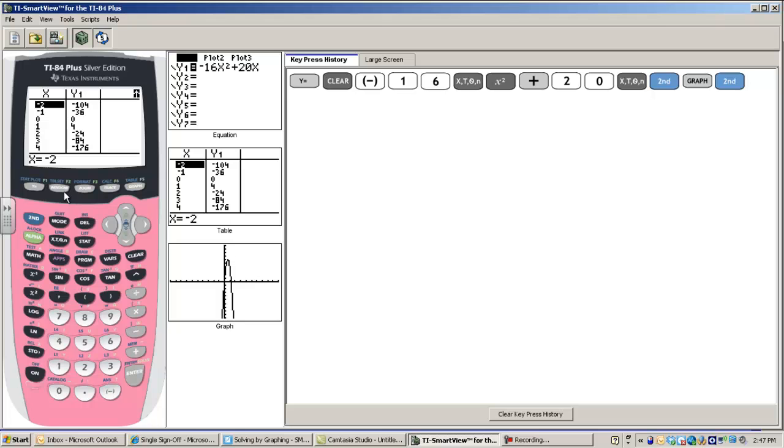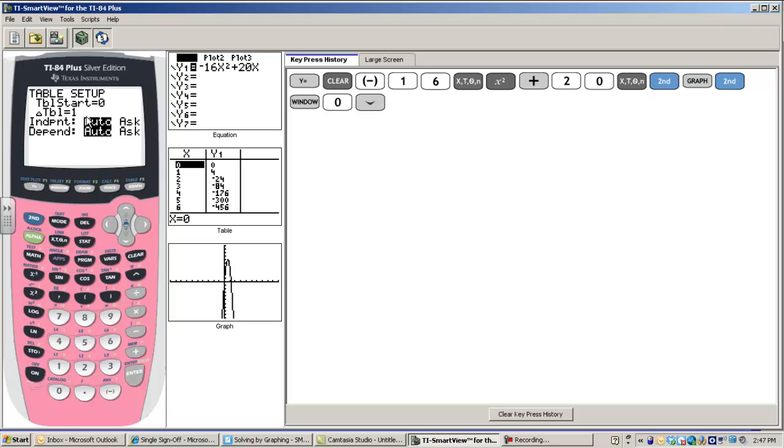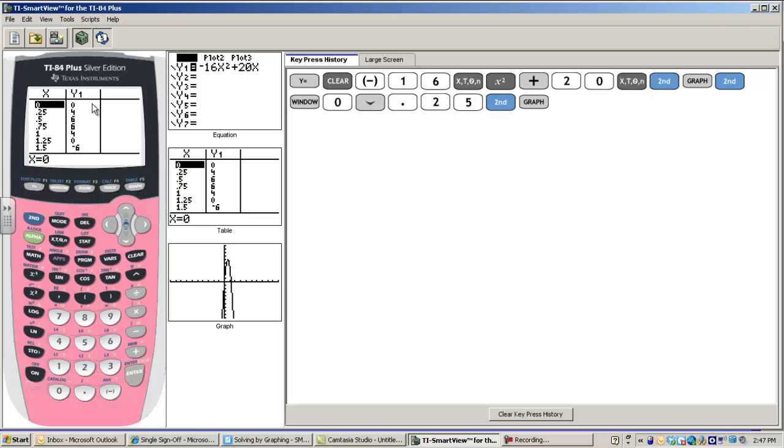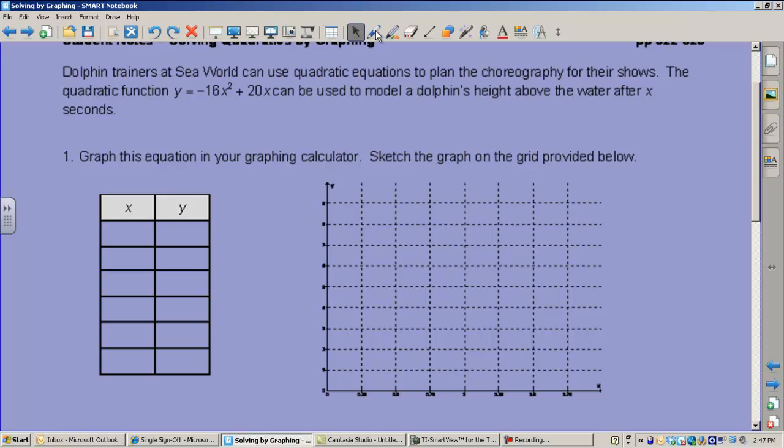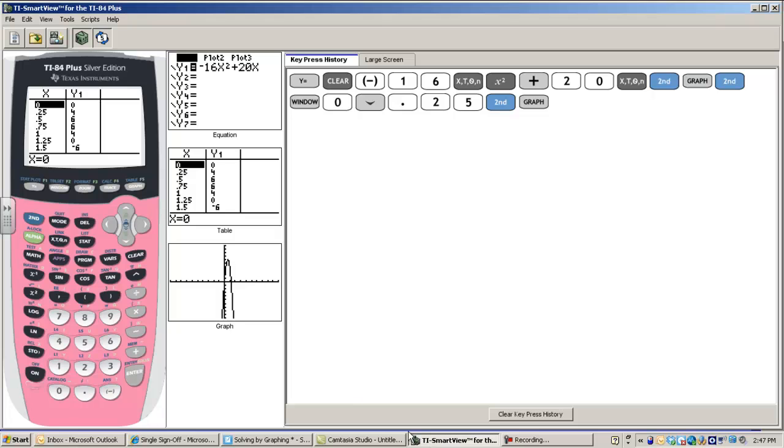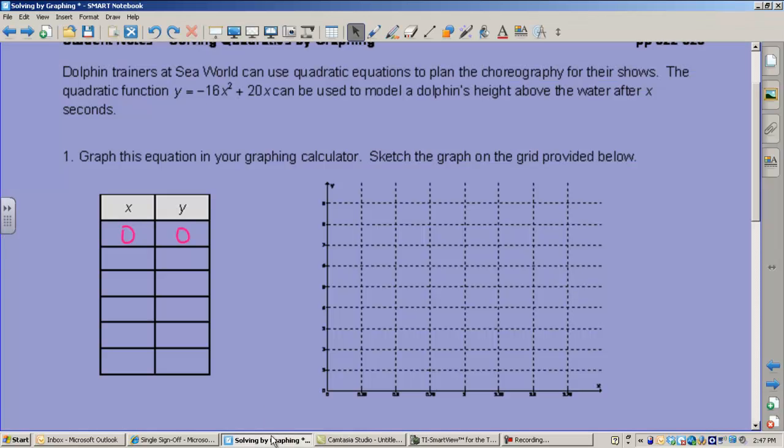So we're going to go to second window. We want our table to start at 0 because our graph is only the positive numbers. And we want our delta table, or the change in our table, to be 0.25 so that it shows us every 1/4 of a step. Now when we go to second table, it shows us all of those numbers. So at 0, I have 0. Then at 0.25, it's 4. At 0.5, it's 6. At 0.75, it's also 6. And at 1, it is 4.